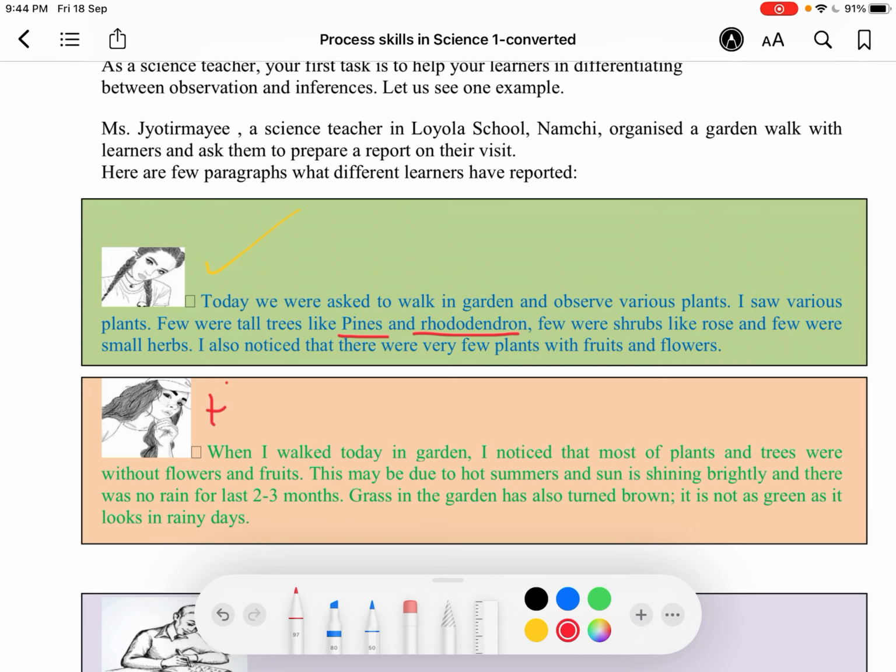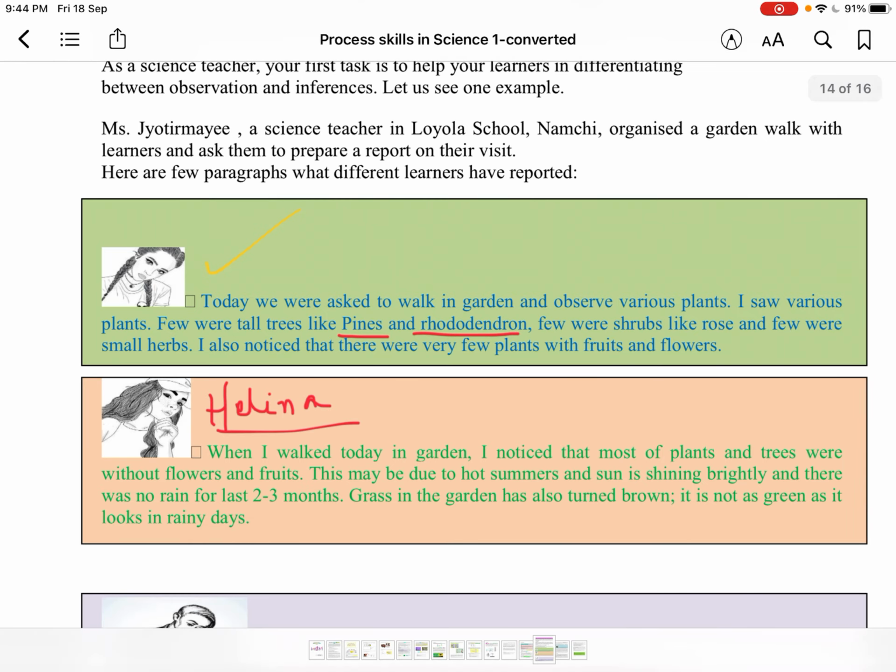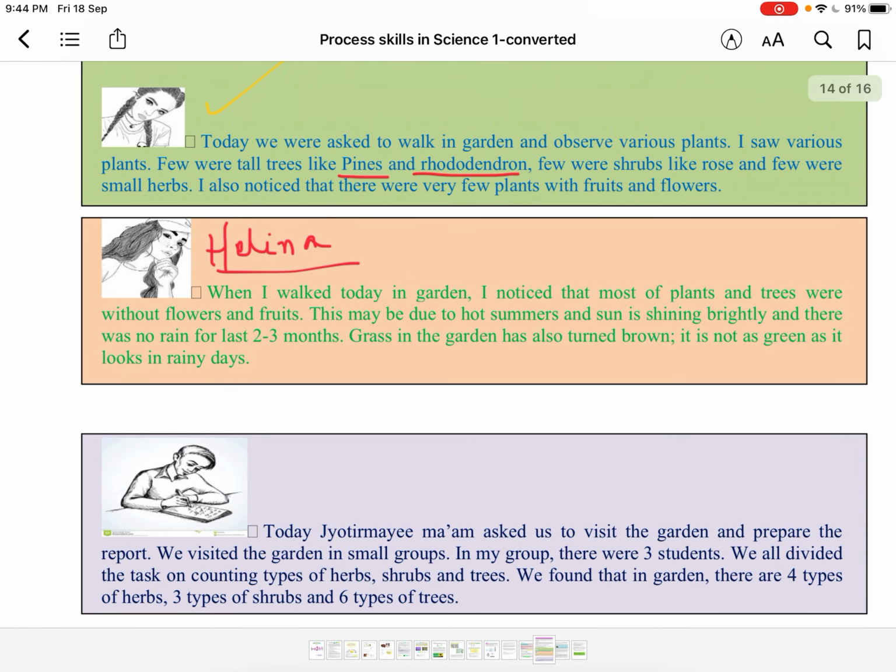Another report, let us say it is given by Helena. In Helena's report: when I walked today in the garden, I noticed that most of the plants and trees were without flowers and fruits. This may be due to hot summers, the sun shining brightly, and no rain for the last 2-3 months. The grass in the garden has also turned brown. It's not as green as it looks in rainy days. So this is also another report.